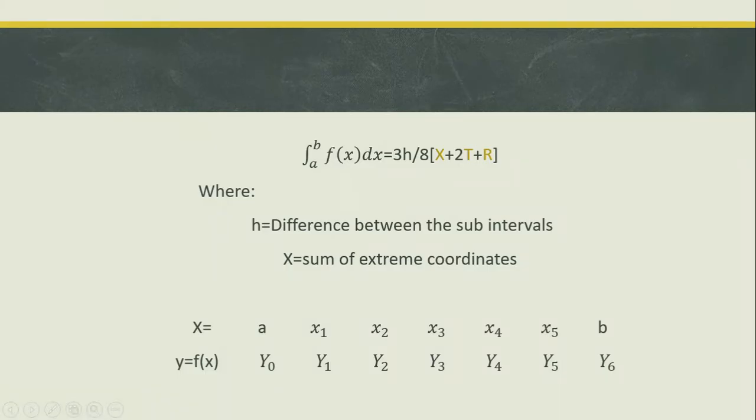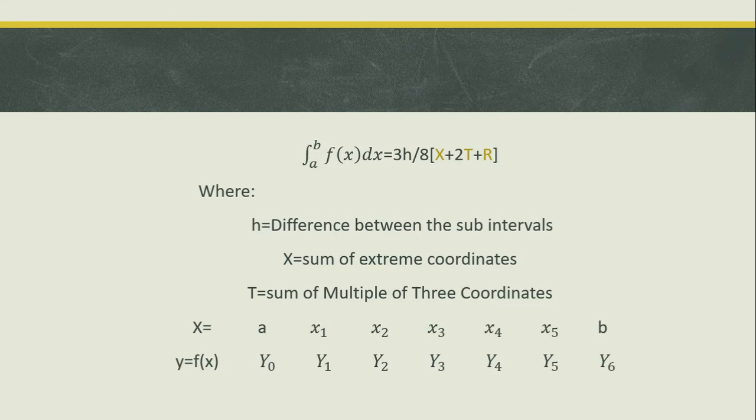So, proceed naman tayo sa value ng t. So, what is t? T is equal to the sum of multiple of 3 coordinates. So, dito sa mga y natin, wala na si y0 and y6. So, dun sa natitirang limang coordinate, which is y1, y2, y3, y4, y5, dito sa mga coordinates na to, yung y3 lang yung multiple of 3.